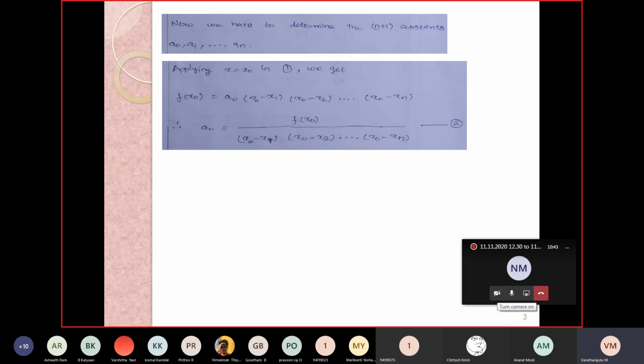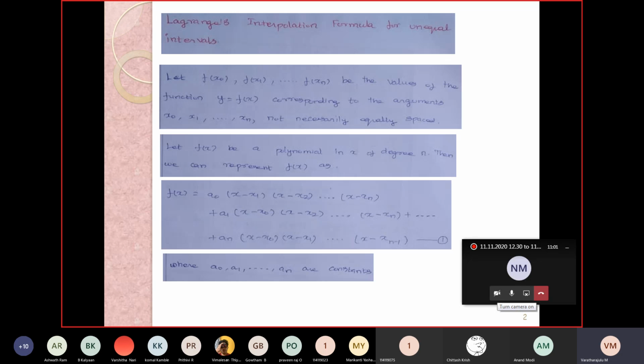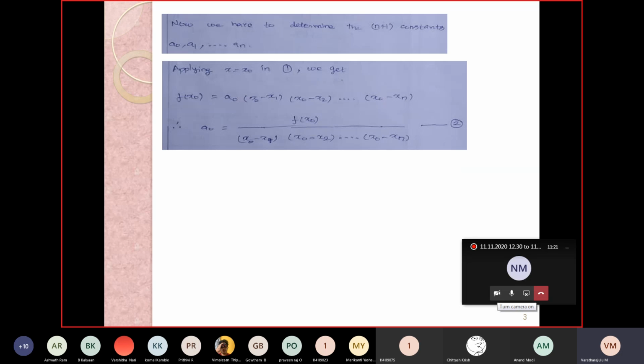And now we can determine the constants. Applying x is equal to x naught in 1, we will get the constant a naught, f of x naught divided by the coefficient associated with all the terms. When we apply x is equal to x naught, the other terms apart from a naught become 0, because we have the term x minus x naught in all the other terms. Therefore we will get only the term which is associated with a naught. Therefore, a naught is equal to f of x naught divided by x naught minus x1, x naught minus x2 and so on, x naught minus xn. Let this be equation number 2.